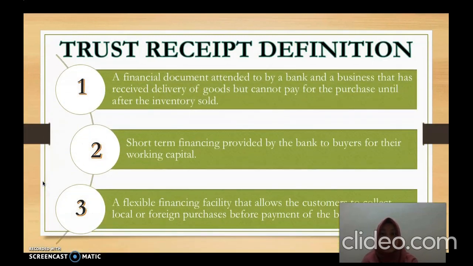The first one is that a trust receipt can be defined as a financial document intended to buy back by a bank and a business that has received delivery of goods but cannot pay for the purchase until after the inventory is sold. The next one is short-term financing provided by the bank to buyers for their working capital. The last one is that trust receipt is a flexible financing facility that allows customers to collect local or foreign purchases before payment of the bills.